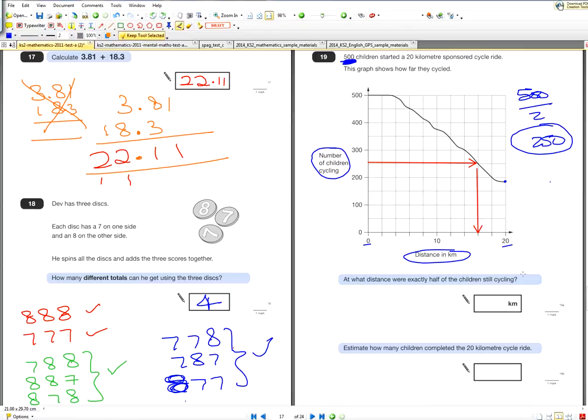Go on, Mr. Rion. Tell us the value of that where the arrow is pointing to. 16. Well done, Mr. Rion. Because 10, 12, 14, 16, 18, 20. They're going up in twos. Are we happy with that, Zenob? Did we get that? Yes. Okay. So 250 is here. So we go along here, go across, hit the graph, come straight down, and that gives you 16 here. Okay, did we get that?